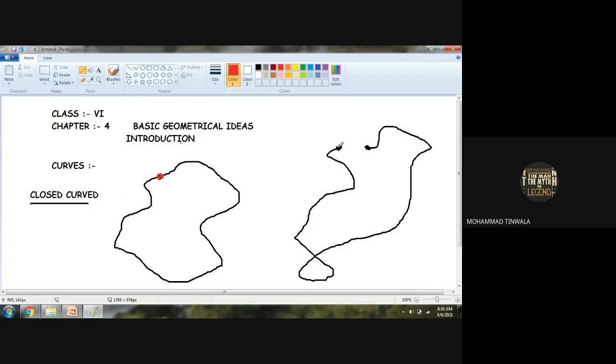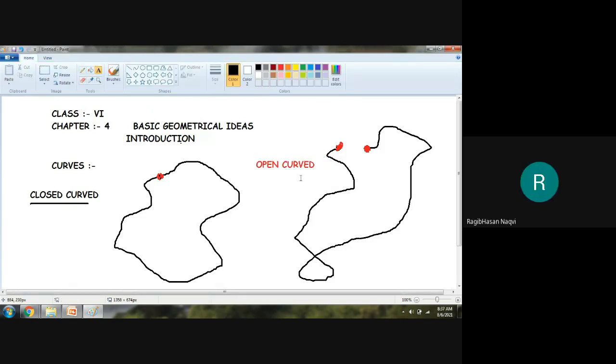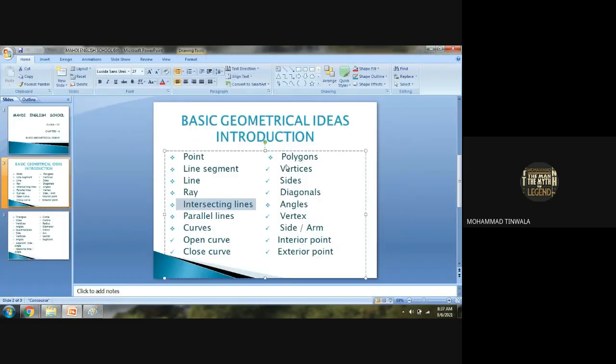Is that clear? And if the diagram is starting from here at one point, and it goes on with all the types of things it requires, and it ends at the other point, if the starting and ending points are different, are you getting? Even this is said to be a curve, but what is it said to be? Open curve. Any doubt with this, boys? No, sir. For sure? No, sir. Are you clear with all this topic for first row?